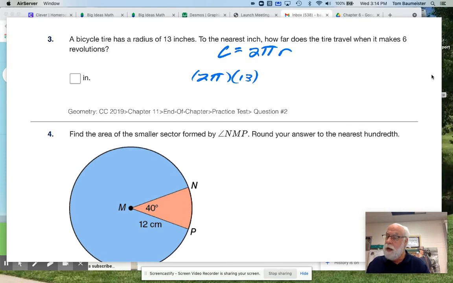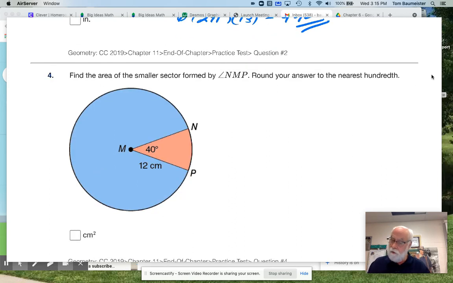All right? And how many revolutions is it going to make? Well, we're going to do our circumference, think about it, 6 times. So we're going to put in 6 here. We're going to plug that into our calculator. And on this one here, it says to the nearest inch. So we would say that equals 490 inches. All right. Number 4.